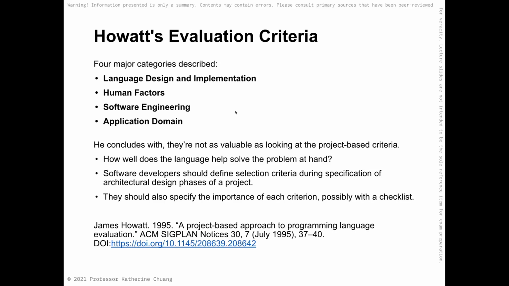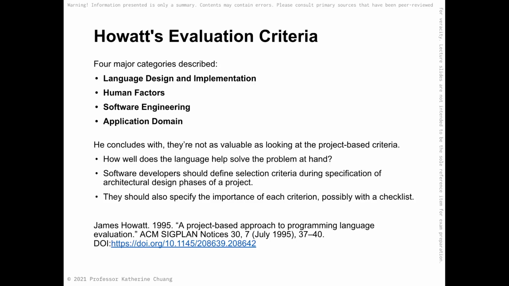What I'm going to introduce with this lecture is the evaluation criteria. In this paper cited below, there's 4 main categories described. There's language design and implementation criteria, there's human factors, software and engineering criteria, and application domain. So he says, although you can group all the different criteria into 4 different groups, you should definitely look at the project-based criteria. So you want to think about what is being produced.